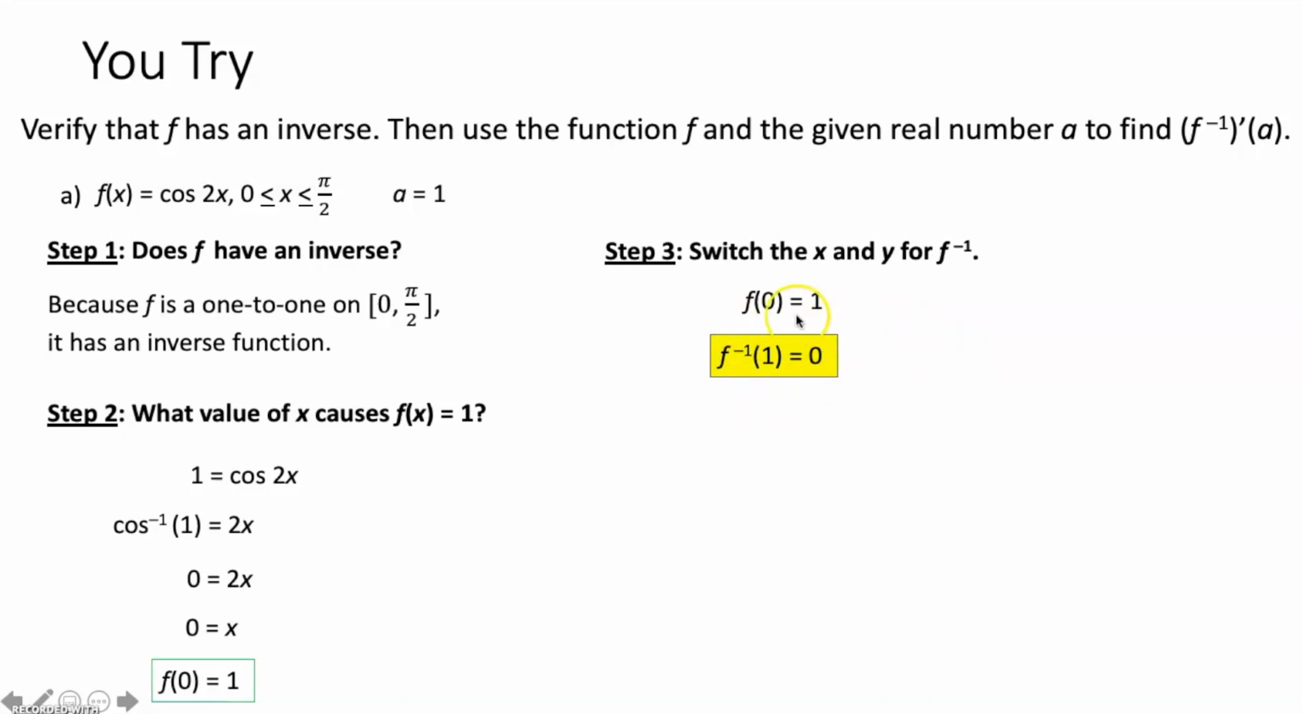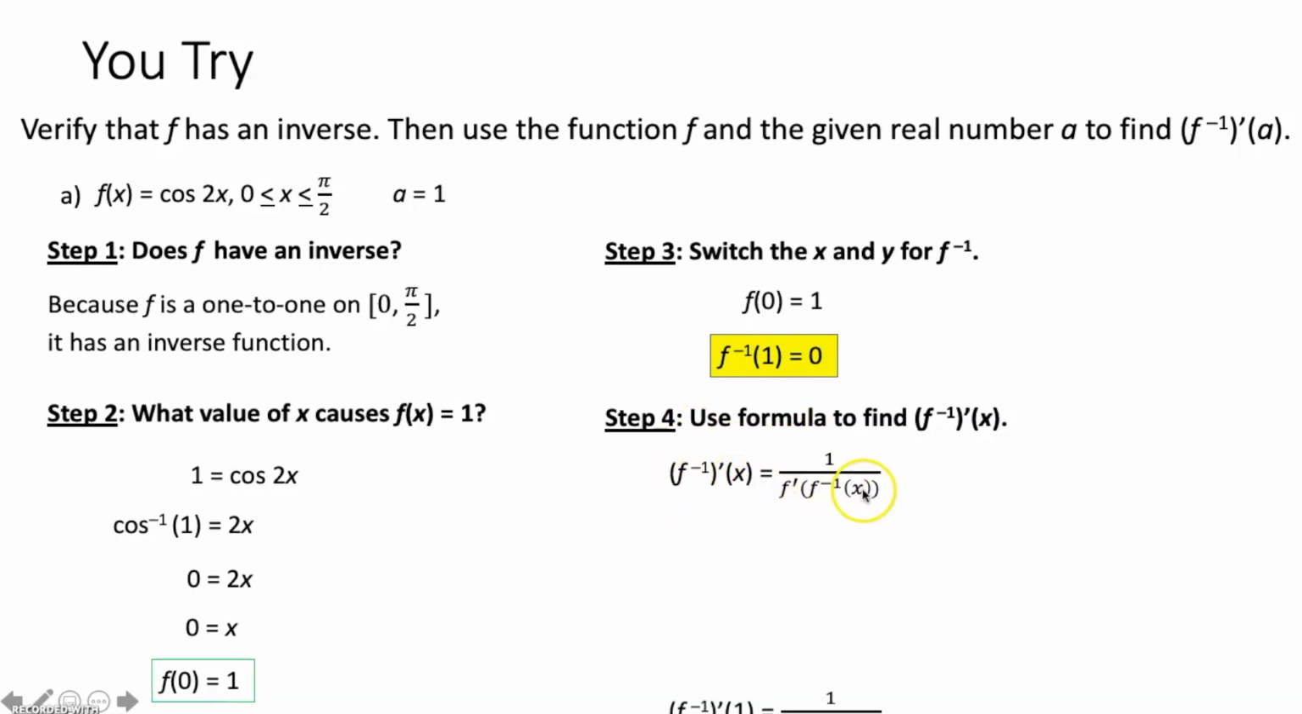Now, the whole reason we did this is because in step 4, we're going to use the derivative of the inverse formula, 1 over f prime of f inverse of x. And we're going to plug in 1 for our x's here. And when we do that, what happens is f inverse of 1, we just figured out is 0. So we can substitute in 0 for f inverse of 1. Now all we have to do is figure out what 1 over f prime of 0 is.